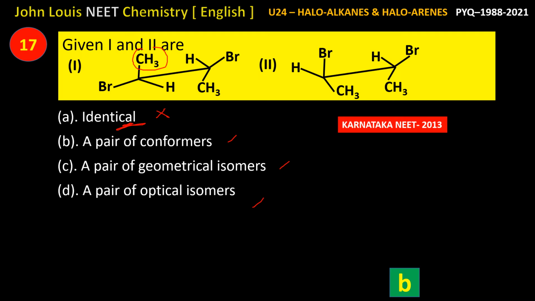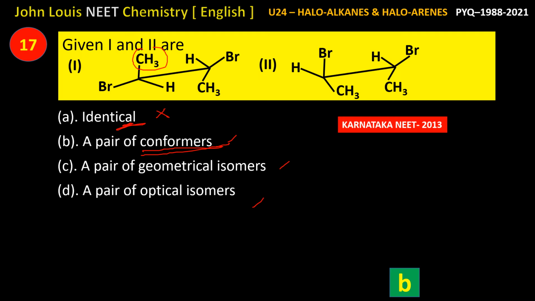Then a pair of conformers, that is possible, because here it looks like one is eclipsed and the other one is staggered structure. Pair of geometrical isomers may not be possible because there is no double bond here. Therefore, geometrical isomers may not be possible. A pair of optical isomers may be possible if there are chiral carbons, but just by looking at the structure we can easily identify they are conformers. Very easy to identify. One should be staggered, the other one should be eclipsed.